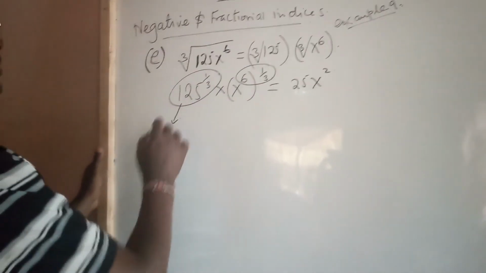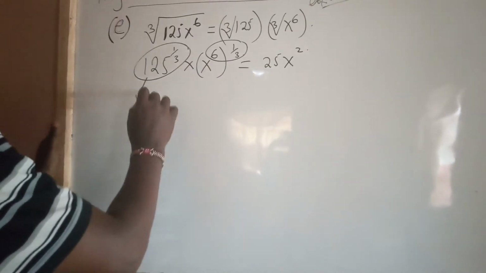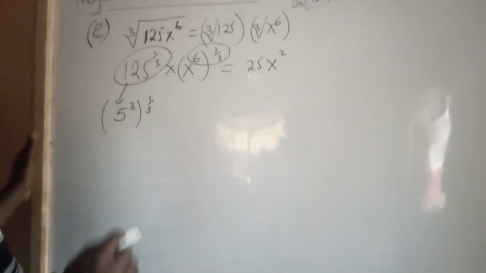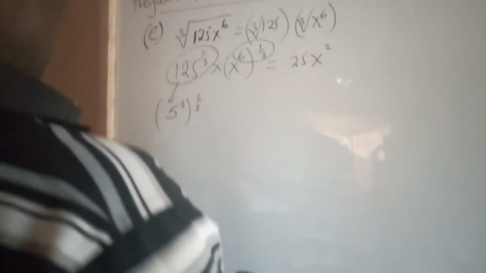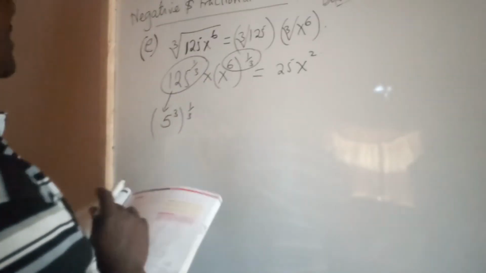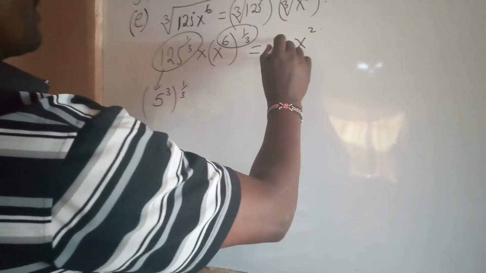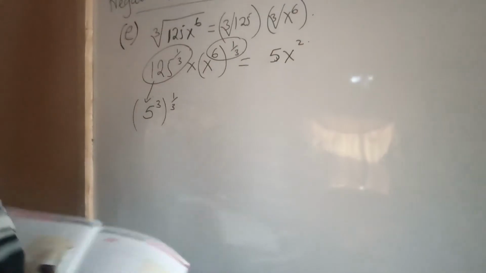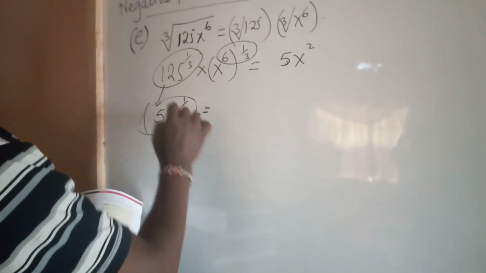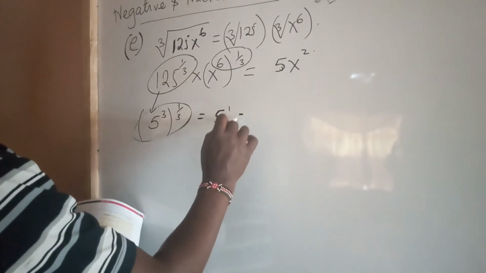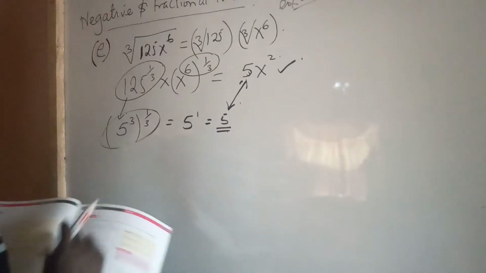If we talk about 125, we can write that as 5 raised to power 3. When we take the cube root of 125, it is 5, not 25. Because it is the same as 3 times a third, which is 5 raised to power 1, which is basically 5. Yes, there we are. So the final answer is that.